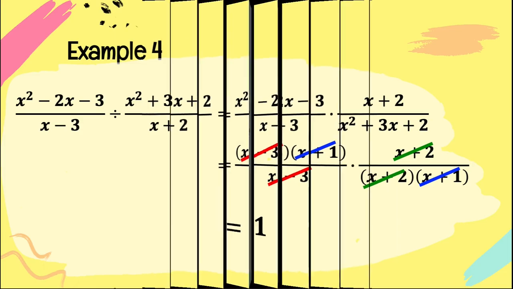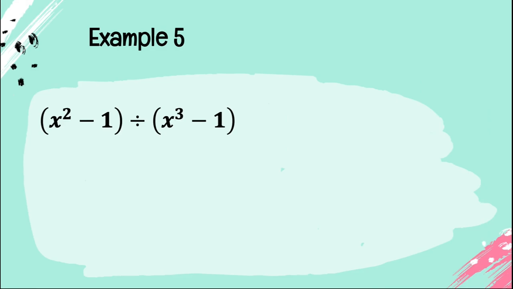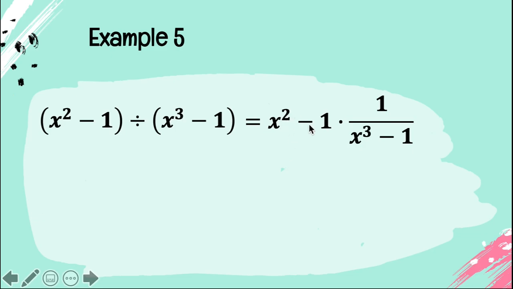And for the last example, we have x squared minus 1 divided by x cubed minus 1. Again, write this in equivalent multiplication statement, getting the reciprocal of the second fraction. So just copy x squared minus 1 times 1 over x cubed minus 1. Why is it 1 over x cubed minus 1? Because any polynomial expression has a denominator of 1. So as we interchange, that will now be 1 over x cubed minus 1.